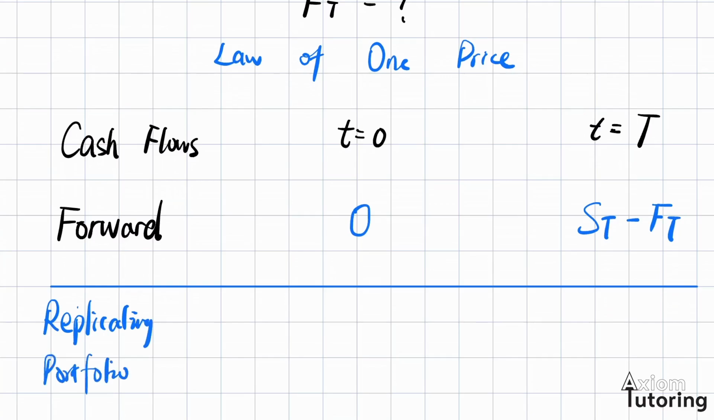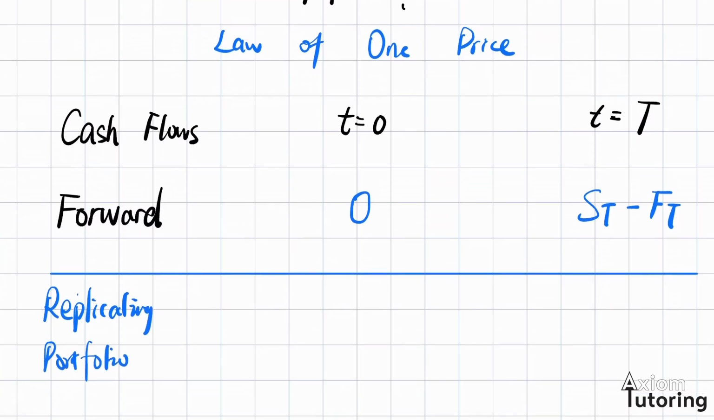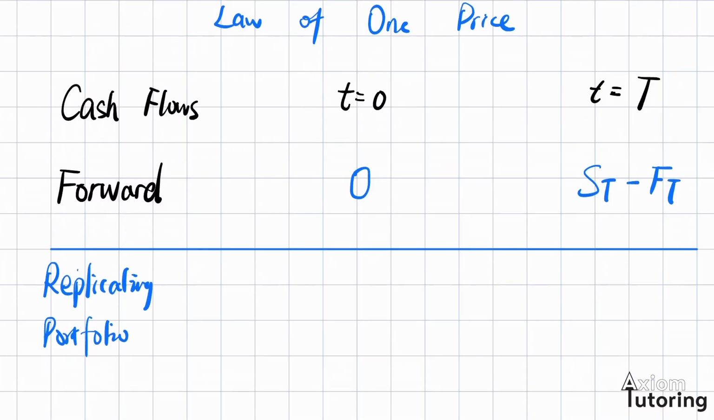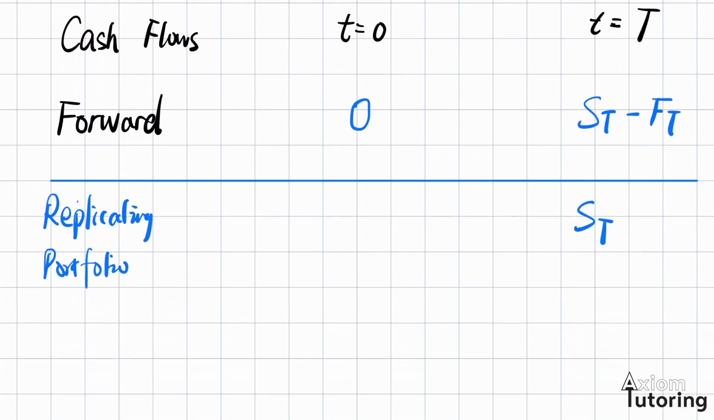To replicate the payoff, they both must have the same cash flow at the same time nodes, right? So perhaps it's easier to start from the maturity here. We know it has to include two different parts, the S_T and the minus F_T here. So how do we replicate the payoff of S_T here? This is fairly simple, just buy the underlying asset.